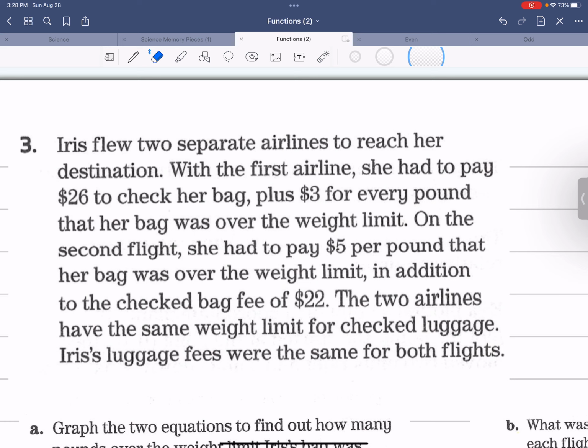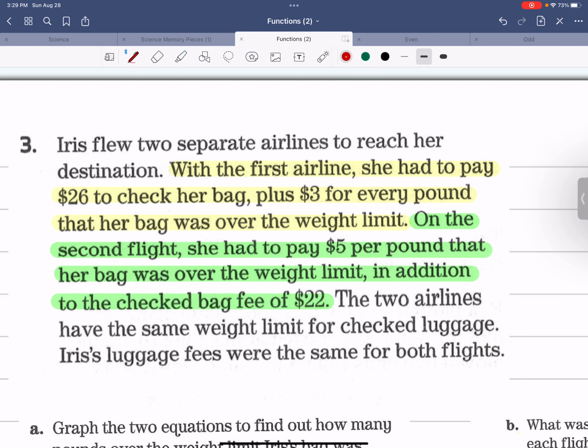Iris flew 2 separate airlines to reach her destination. With the first airline, she had to pay $26 to check her bag, plus $3 for every pound that her bag was over the weight limit. On the second flight, she had to pay $5 a pound that her bag was over the weight limit, in addition to the checked bag fee of $22.